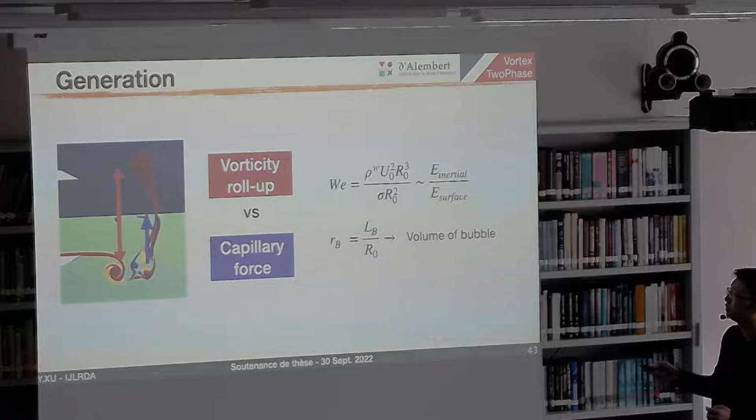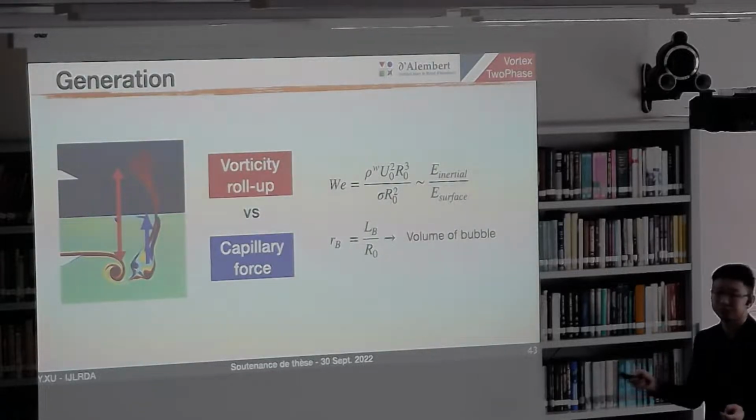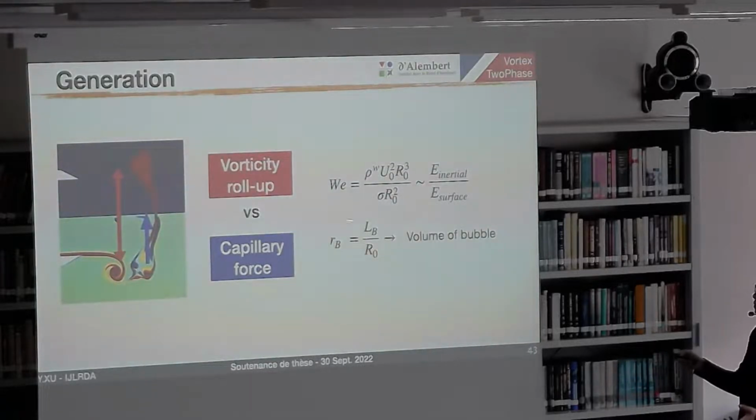So for the generation phase, we assume there are two forces competing here. The first is vorticity roll-up, which breaks up the bubble from the middle. The second is capillary force, which wants to drag the bubble back to the center. We assume two parameters are important: the Weber number indicates the ratio between the inertial energy and the surface energy, and also the RB, which controls the volume of the bubble, and it can modify the surface tension by changing the radius for different volume.